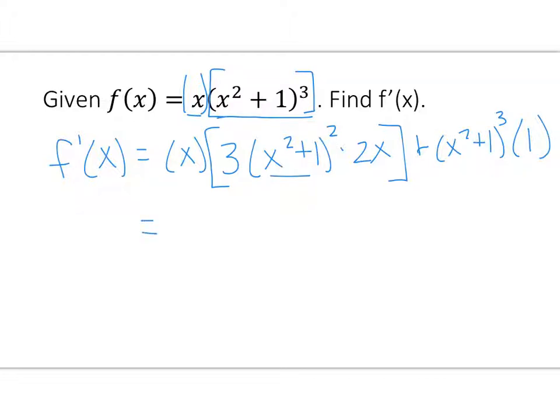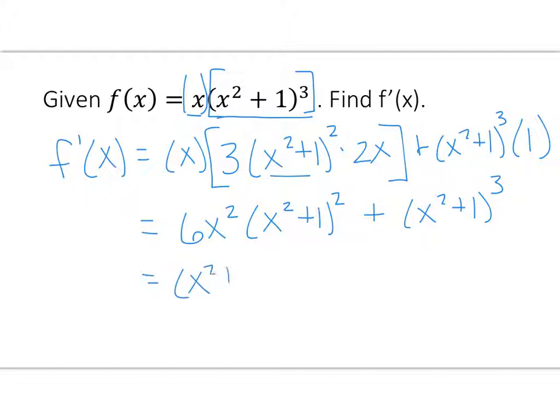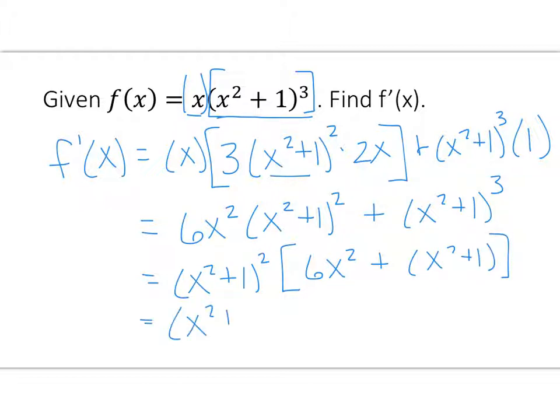I'm going to clean this up a little bit. x times 3 times 2x is 6x squared times x squared plus 1 squared plus x squared plus 1 to the third. Multiplying those out gets a little bit messier. I could factor out an x squared plus 1 squared, and then I'd be left with 6x squared plus 1 times x squared plus 1. So now I have x squared plus 1 squared times 7x squared plus 1. That's a little bit cleaner and neater for our final derivative.